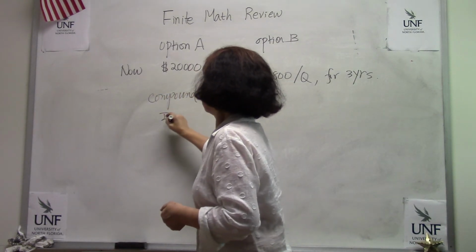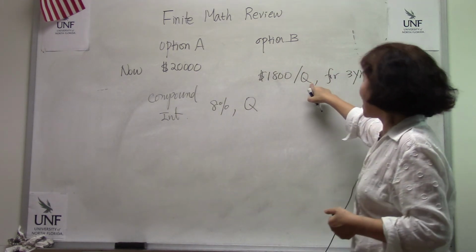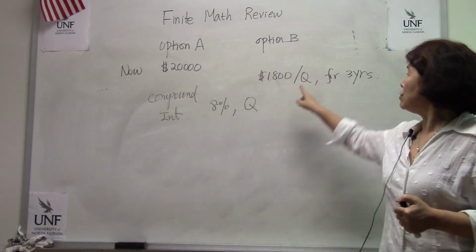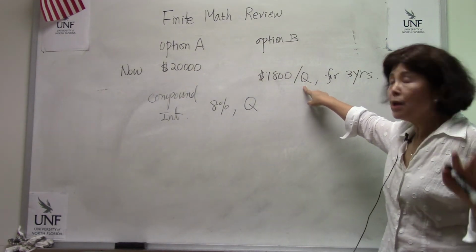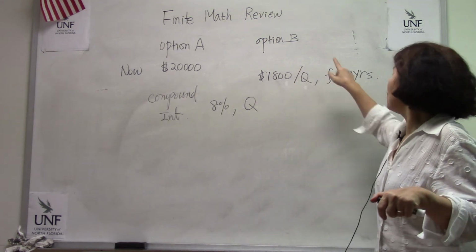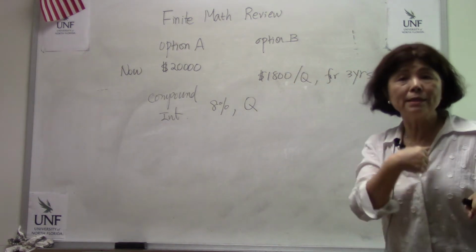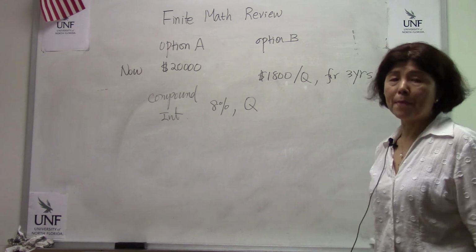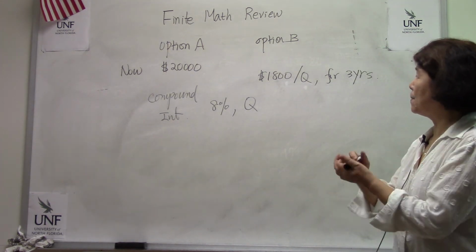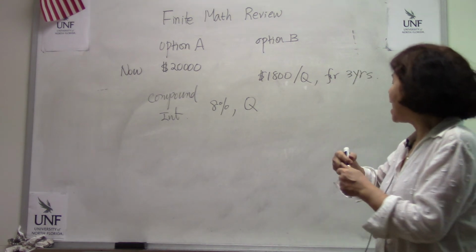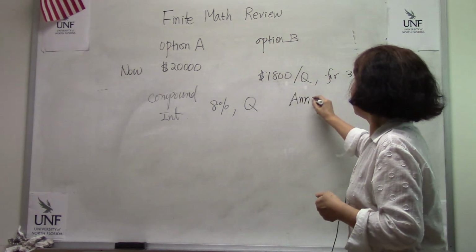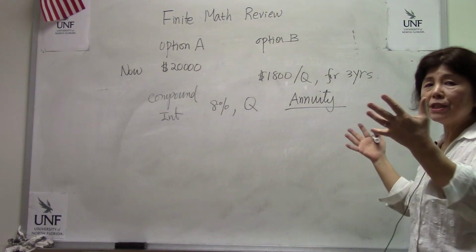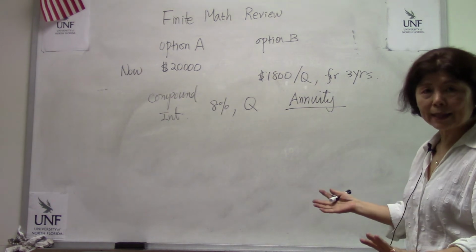On the other hand, for this one, you are going to receive $1,800 each quarter. So every 3 months, you receive $1,800 for 3 years. So you receive repeatedly, and each time you receive it, you are going to deposit it in the bank, and you do it repeatedly many times. So this is an annuity problem. So how are we going to compare these? The two different concepts and the two different timelines, correct?